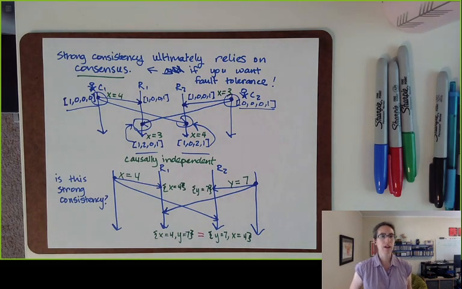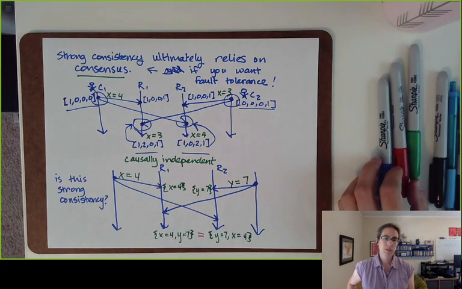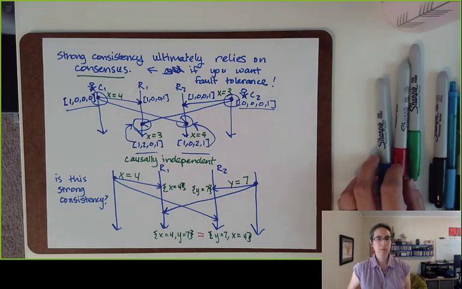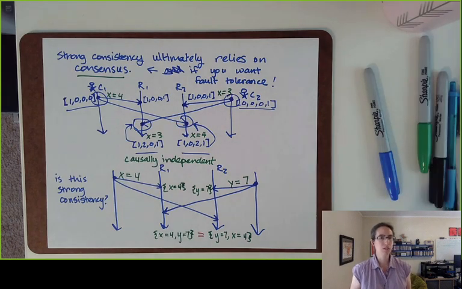No, it's not. Why not? What makes this not strong consistency? Okay, so somebody is saying something in chat about linearizable order. Yeah, okay, but I think we can answer this question even by using our informal definition of strong consistency, which has to do with what clients can tell.